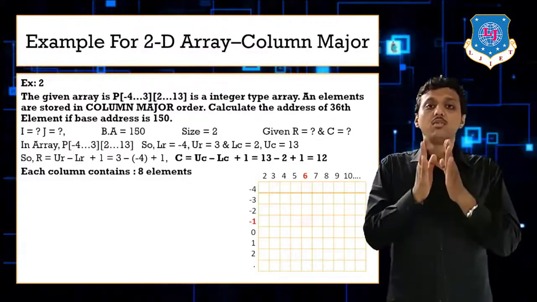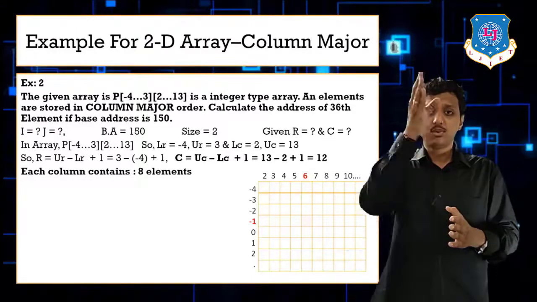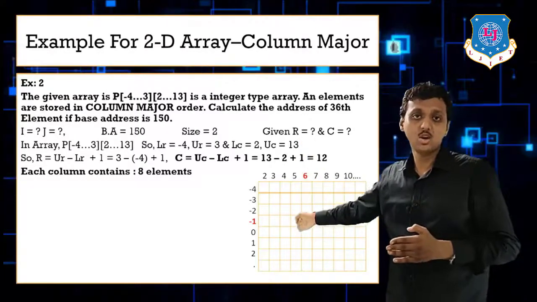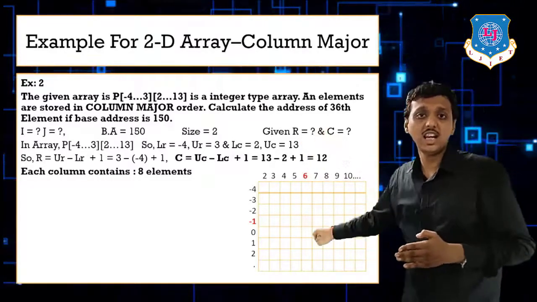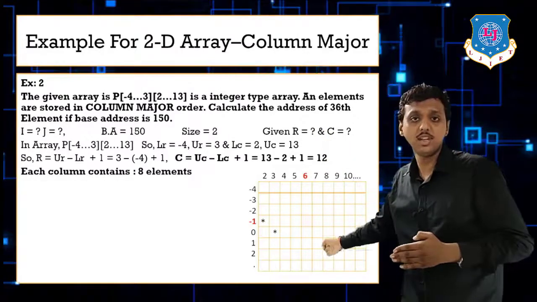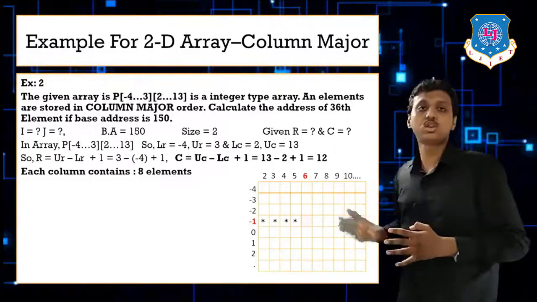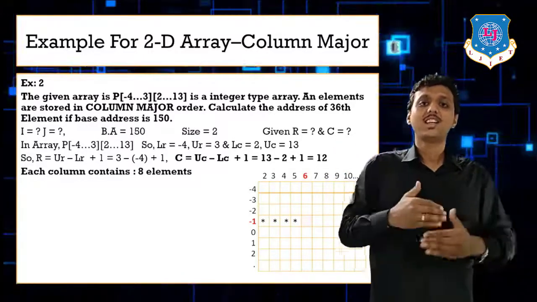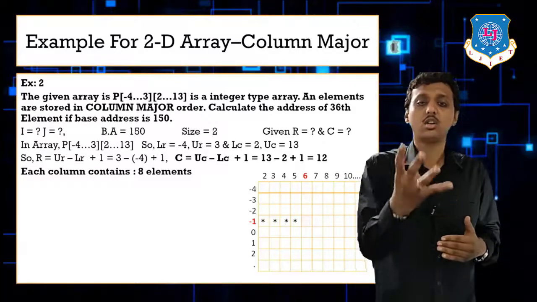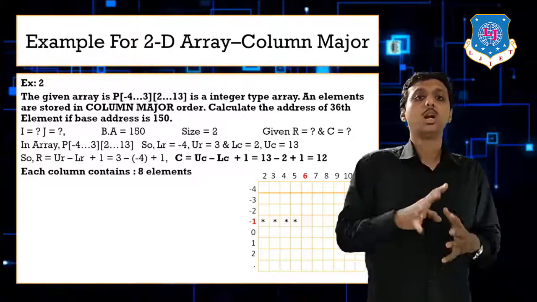Now tell me, what is the 36th element? The first column will be filled with data, that means 8 elements. Again the second, 8 plus 8, 16. Then the third column will be filled, 16 plus 8, 24, and then the fourth column. So 8 plus 8 plus 8 plus 8, that means when 4 columns are completely filled with data, it becomes 32 elements.